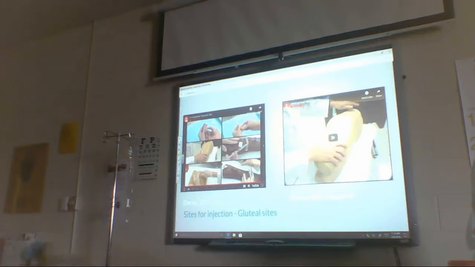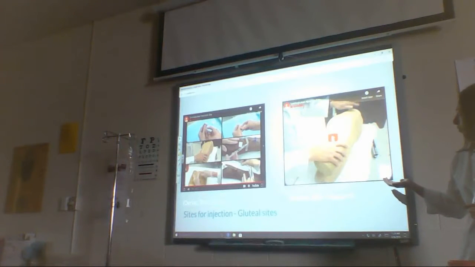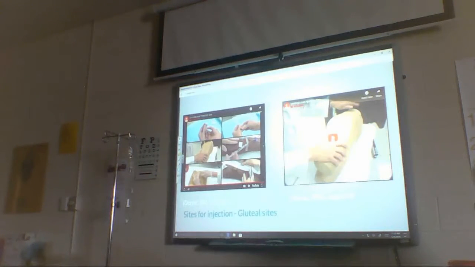Alright, we will move on to the ventral gluteal. I will be honest and say I have never given an injection in this site because I feel like it's a harder one to find, but now that I've reviewed it, I plan on trying to incorporate it into my practice. Has anybody ever given an injection in that site? Yeah?